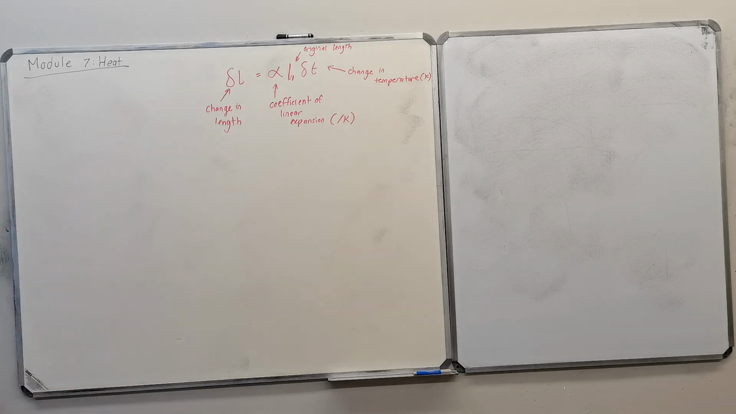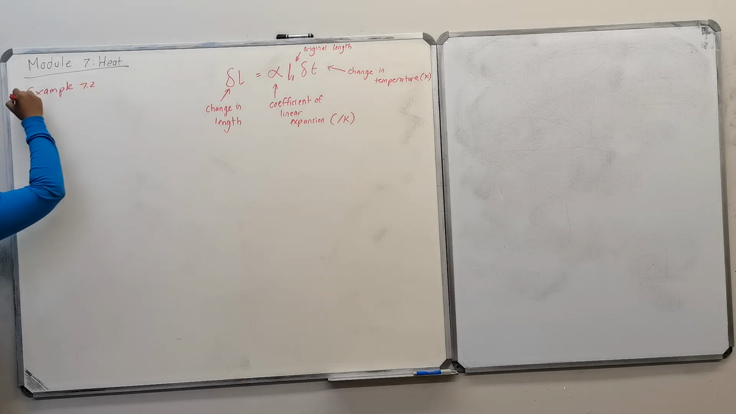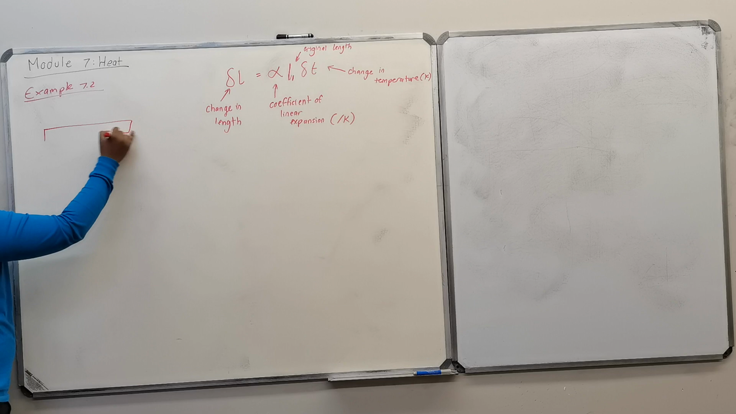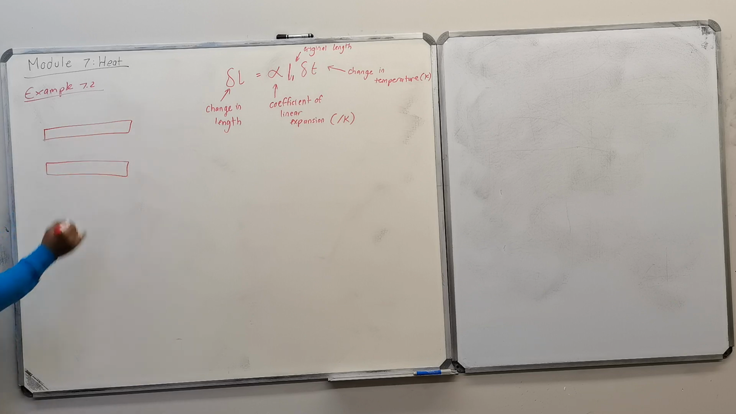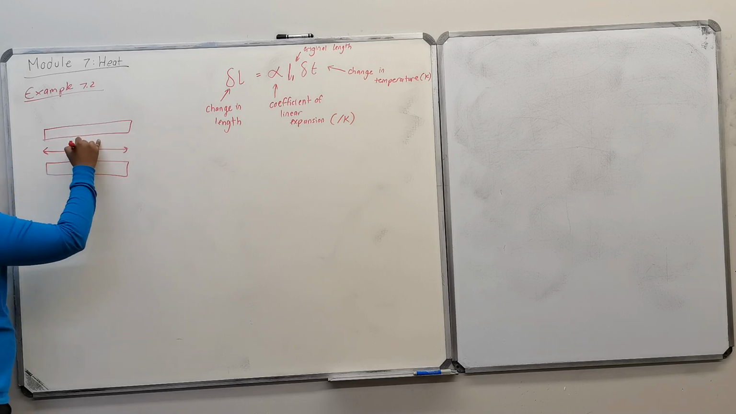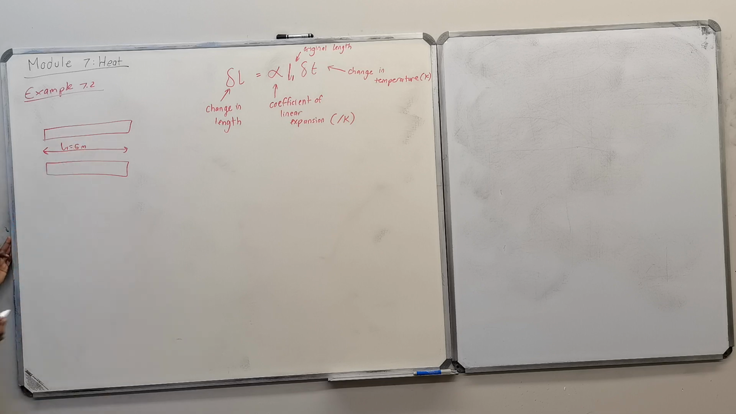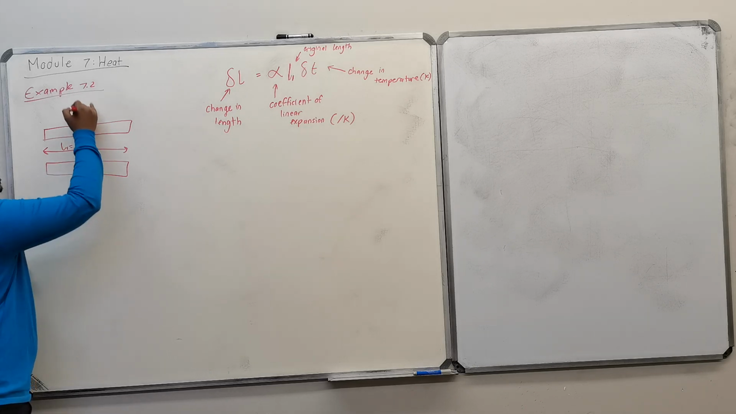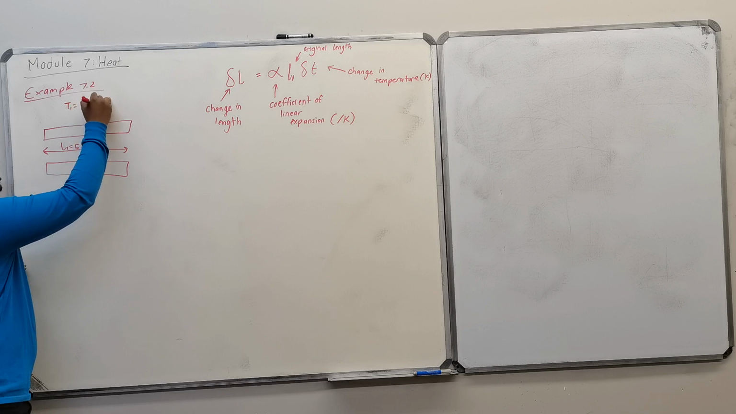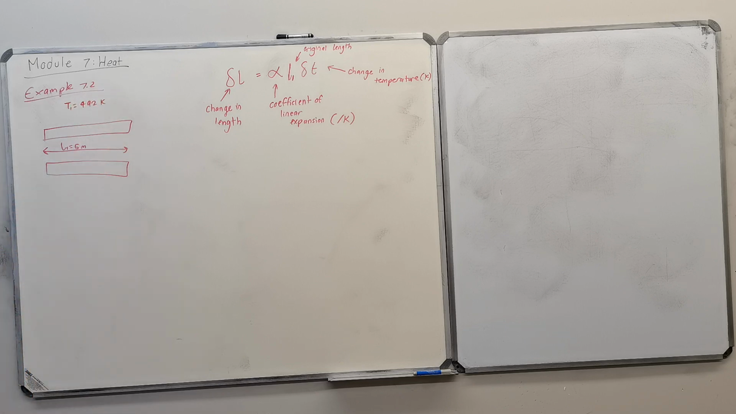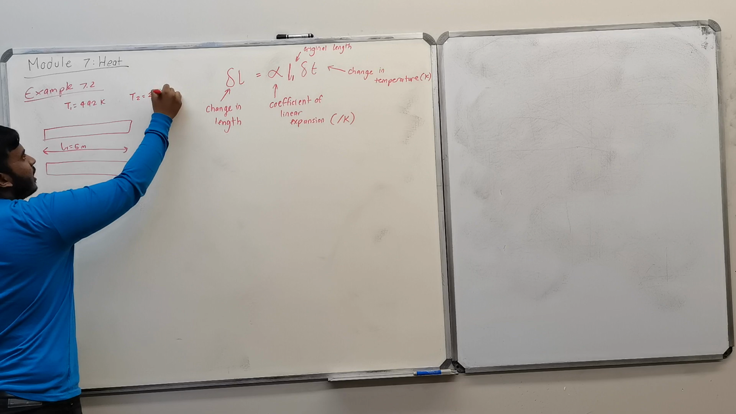Okay, so example 7.2. Example 7.2 is you have two rods, one aluminium and one steel. They tell you that they are both 5 meters long. So L1 is 5 meters, the original length of it. The initial temperature, or T1, is 492 Kelvin. Then they tell you to calculate the length at a temperature of 280. So T2 is 280 Kelvin.